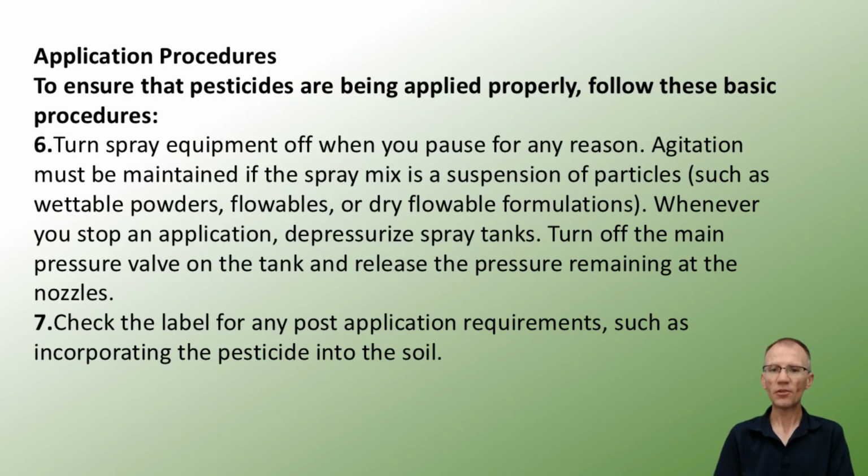Application procedures to ensure that pesticides are being applied properly. Follow these basic procedures. Number 6. Turn spray equipment off when you pause for any reason. Agitation must be maintained if the spray mix is a suspension of particles such as wettable powders, flowables, or dry flowable formulations. Whenever you stop an application, depressurize spray tanks. Turn off the main pressure valve on the tank and release the pressure remaining at the nozzles. Number 7. Check the label for any post-application requirements, such as incorporating the pesticide into the soil.